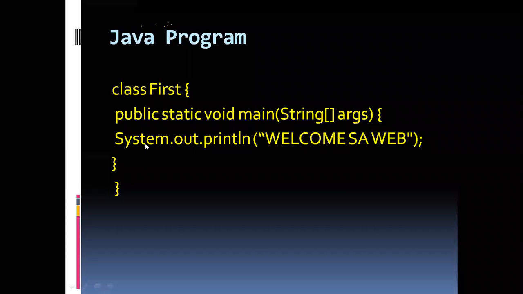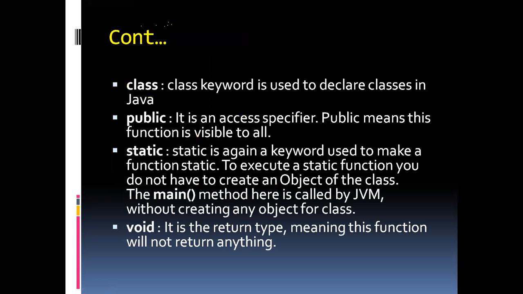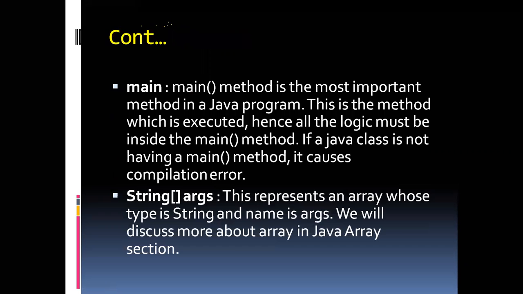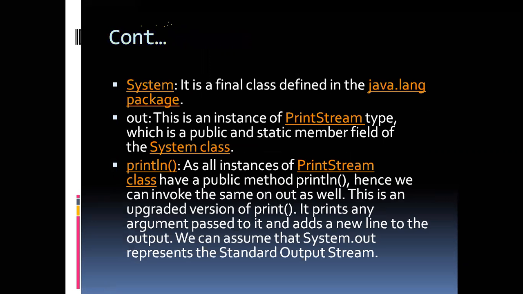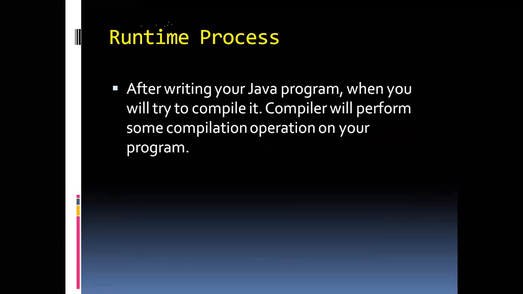System is a class, present in the lang package. Out is a PrintStream object. Println is a method, and its responsibility is to print whatever output we give it. I explained all this yesterday: class, public, static, void, along with main and the String argument, and also system, out and println, these three things.